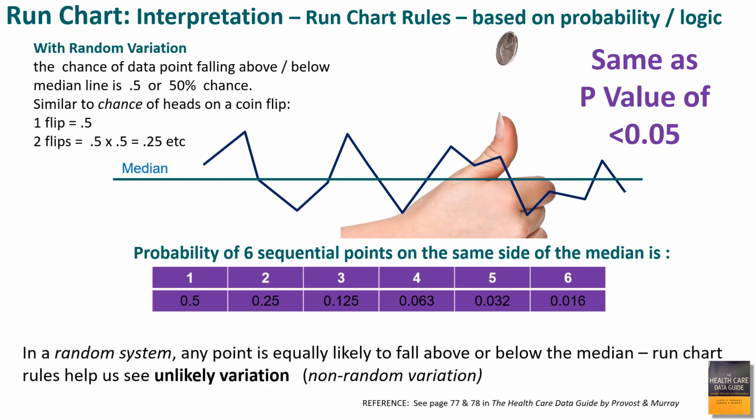In a random system, any point is equally likely to fall above or below the median line. So the rules help us to see unlikely variation, in other words, non-random variation. And this is the same as a p-value of 0.05.